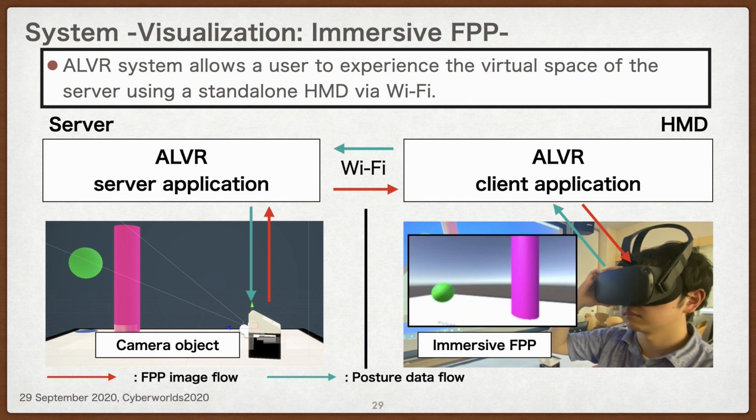For the immersive FPP, we use the AirView software for transmitting FPP images generated by the Unity to the HMD. Since the HMD sends its orientation to the Unity, the HMD user can observe in any direction the user wants.